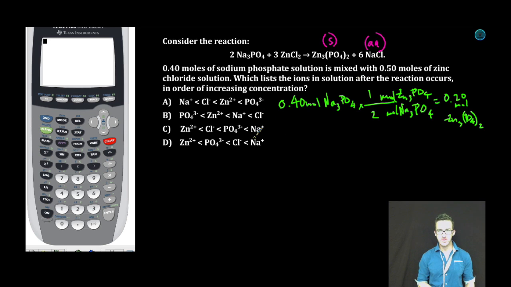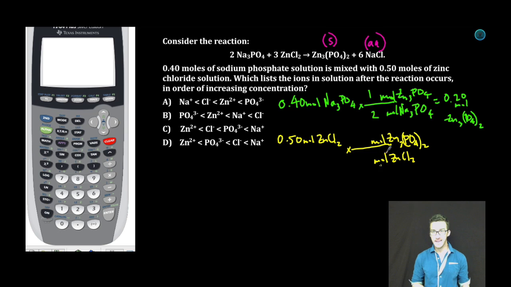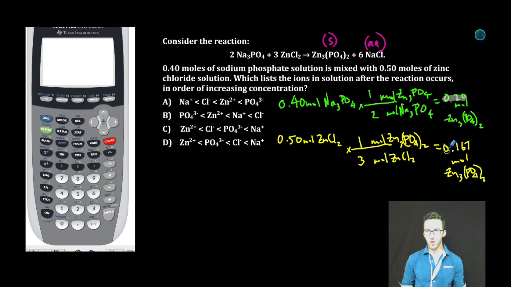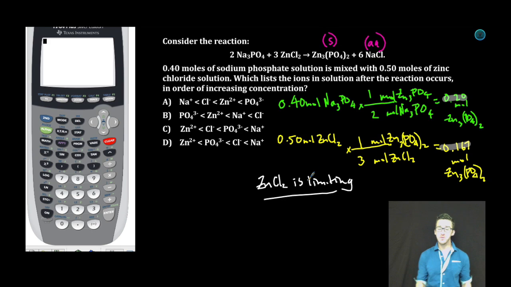All right, now let's take a look at our 0.5 moles of zinc chloride. Again, we're going to compare it to our zinc phosphate. The relationship here is 3 to 1. 3 would go into 5 1 2/3 times, and so it's going to go into 0.5, 0.1 2/3. All right, so let's compare number of moles of zinc phosphate formed in each case. We will make less zinc phosphate from our zinc chloride. All right, so zinc chloride is limiting.